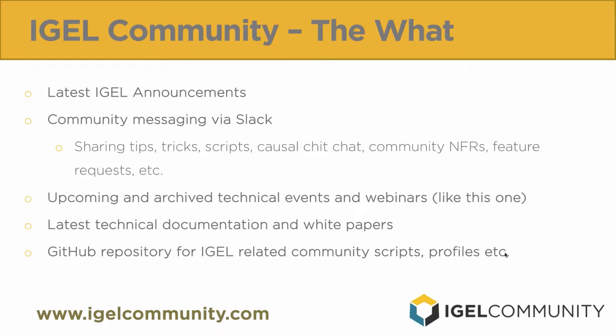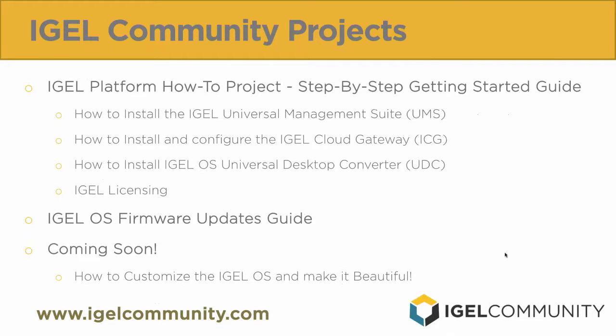We have a GitHub repository for IGEL related community scripts and profiles. What does this mean? It means that if you're a developer, if you're an engineer that likes to write scripts, well, we have a repository of those. And those aren't just stuff that we write ourselves at IGEL, but they're also community things. So we have gentlemen that are posting to our GitHub and sharing what they're writing. And profiles, like UMS profiles, we're going to be posting stuff up there, and I'll talk about that here in a second. So, of course, we have projects. Any community, we have to have projects.